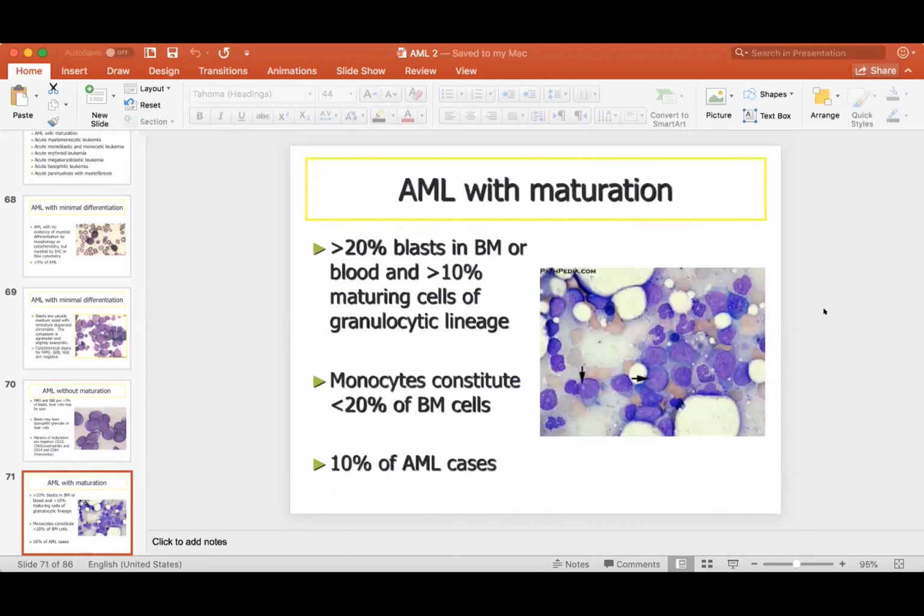Next is AML with maturation. In this case, you do see mature cells. You have more than 20% blasts, and more than 10% of the bone marrow cells are mature cells of the granulocytic lineage. So you see a lot of neutrophils, eosinophils, they have to be more than 10%. But the monocytes are less than 20%. Otherwise, it fits another category of AML. So in this case, you have maturation, you have more than 10% mature cells of the granulocytic lineage, and less than 20% monocytic cells.